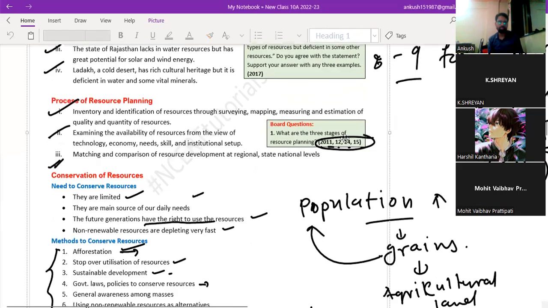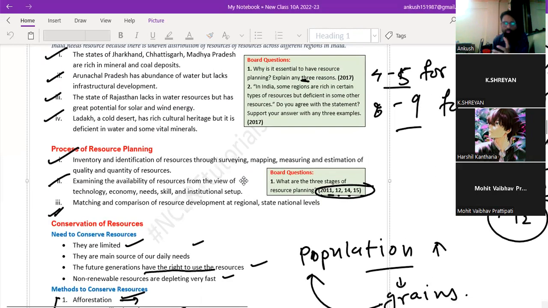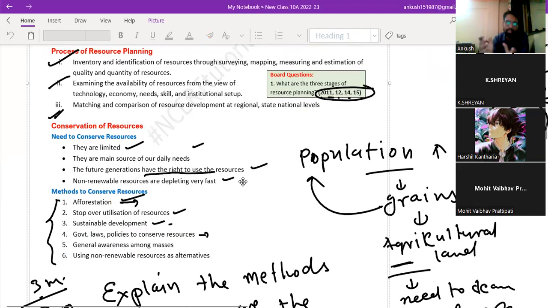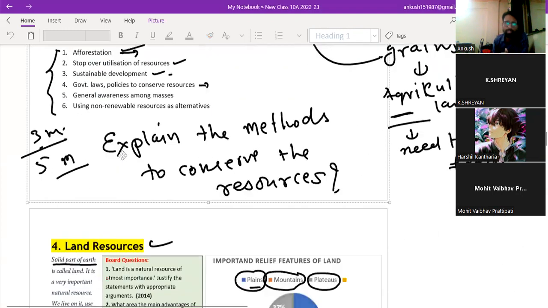Now, conservation of resources was also talked about. I had given you some tips as well, like how to conserve the resources and at what level we can take responsibility, and even what the responsibility of the government is. That also we have seen, and the methods we had seen.